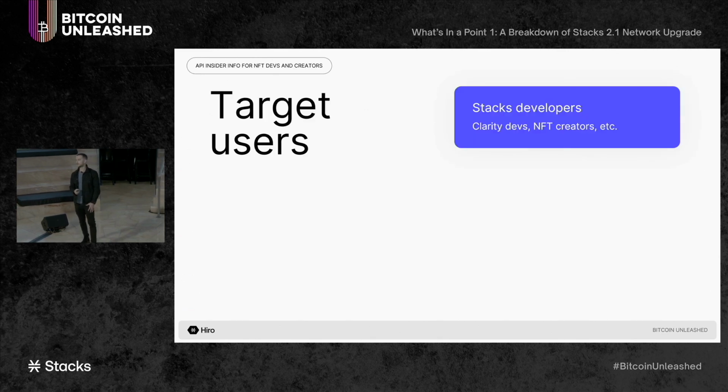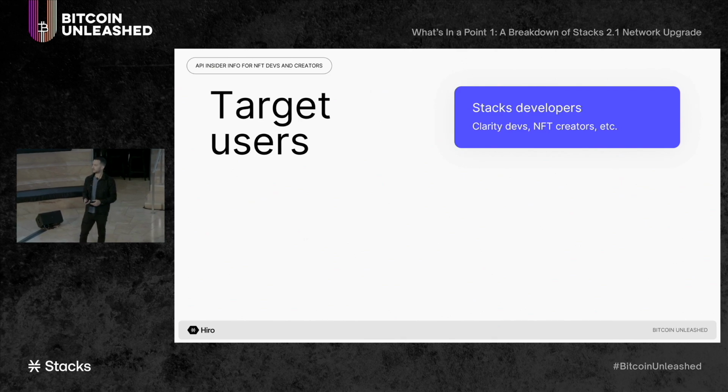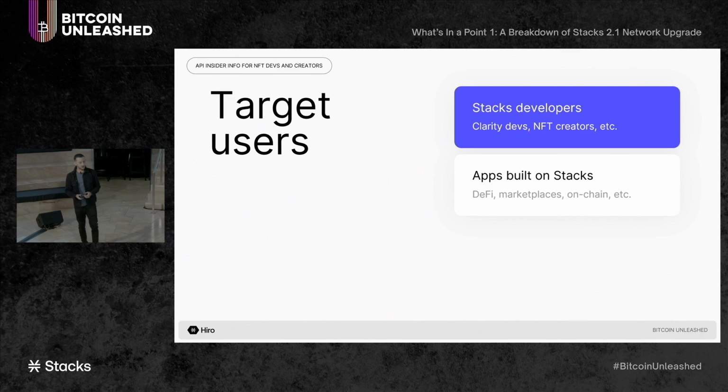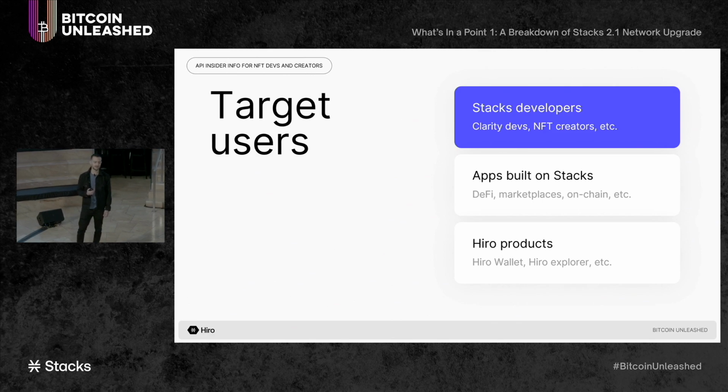So who are our target users? Mostly, we target Stacks developers in general. If you're a Clarity developer, NFT creator, or just somebody who's starting to learn on Stacks, you can use our API to get information about the blockchain. We also target applications that are built on Stacks, so any of the DeFi apps that you probably used, marketplaces that you've listed your NFTs on, on-chain analytics tools, etc. And we, of course, also target our own Hiro products. For example, if you've ever used the Hiro wallet or the Explorer, you've used the API behind the scenes.